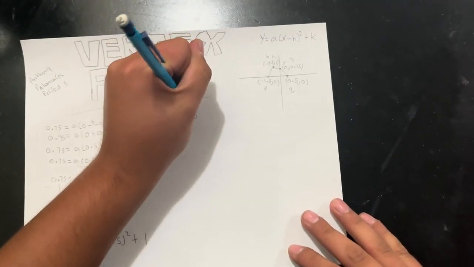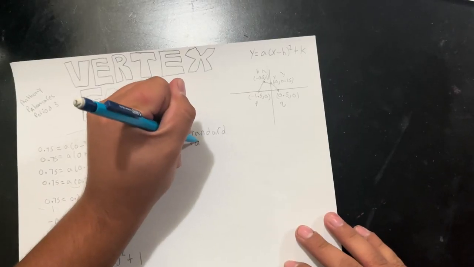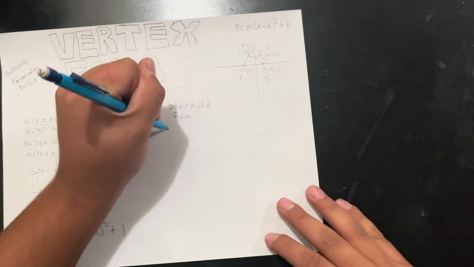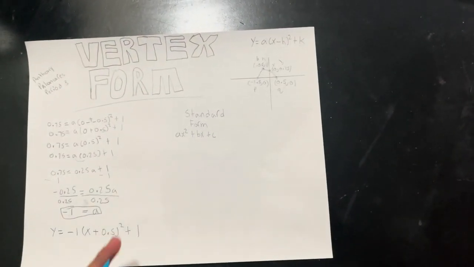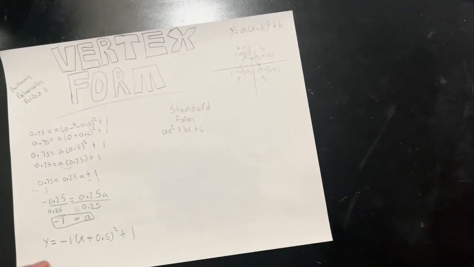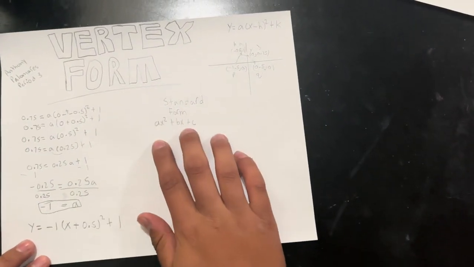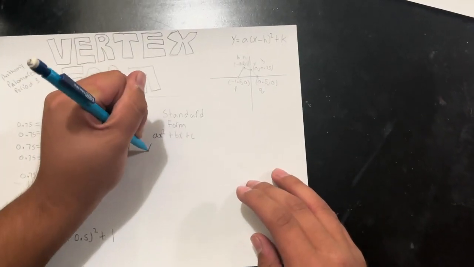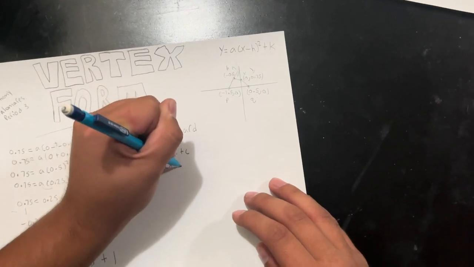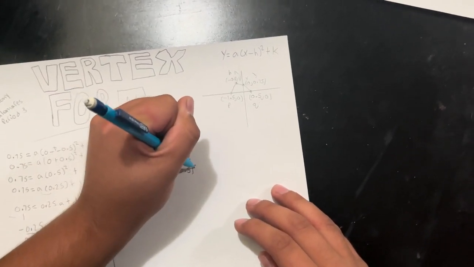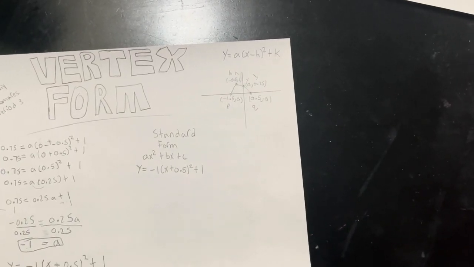So standard form, how do we find standard form? Well, we know that standard form is ax squared plus bx plus c. So that is the equation that we have to find. So how do we get from vertex form to standard form? First, let's rewrite the equation over here so it's a lot easier. Y equals negative 1 times (x plus 0.5) squared plus 1. So what can we do to make standard form?